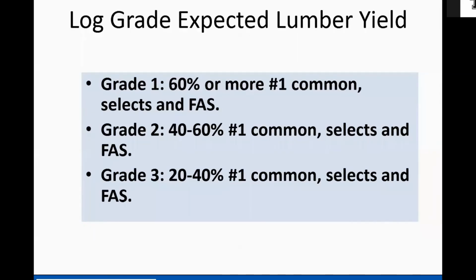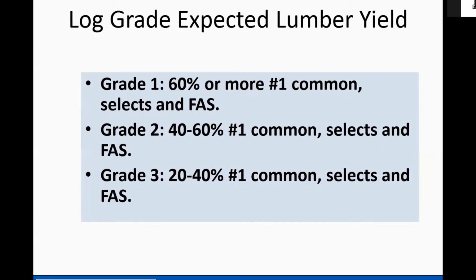So, log grade expected lumber yields: if you've got a grade 1 log, 60% or more of the lumber yielded from that log should be 1 common, select, or FAS, which used to stand for firsts and seconds. FAS is the highest grade of lumber. Selects is essentially a FAS board that is not as wide. It has slightly reduced size limitations of FAS, but it's still a relatively clear board. And then you have 1 common.